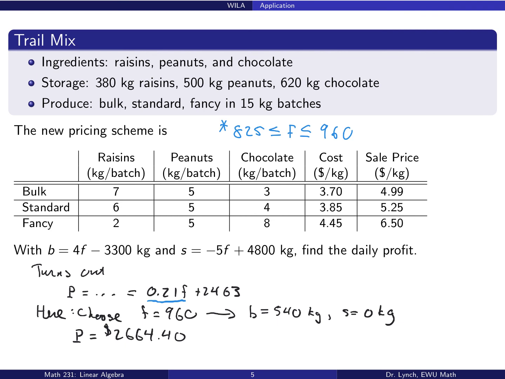I'll mention, although this isn't a part of this course, this is an example of linear programming, which is a super interesting and exciting field of study. I'll also mention that as part of the worksheet, you'll have a look at a pricing scheme that gives us the same profit independent of the amount of fancy we use. So be ready for that and think about that for class.